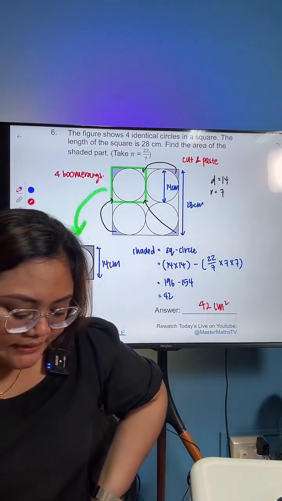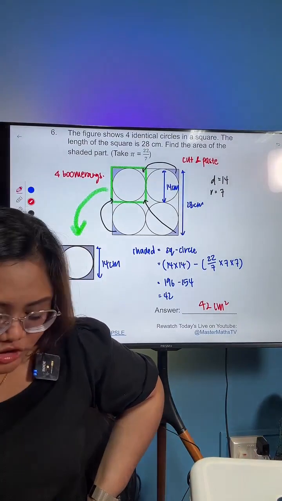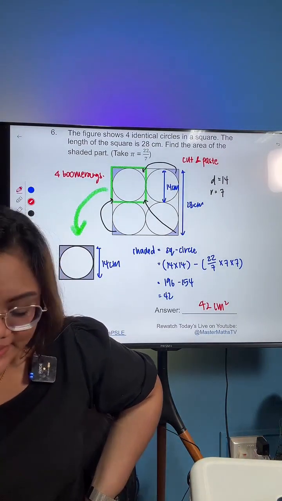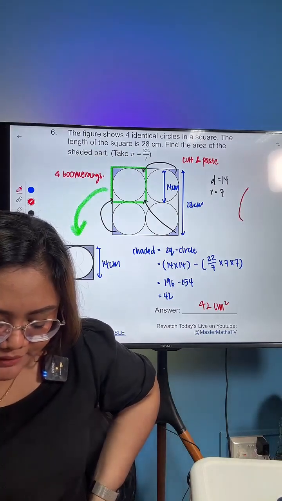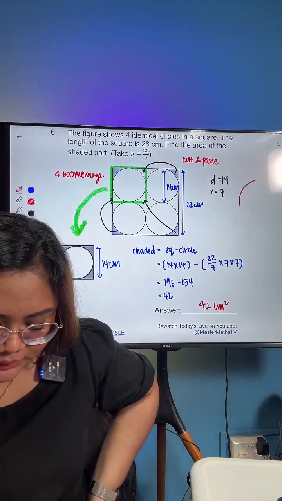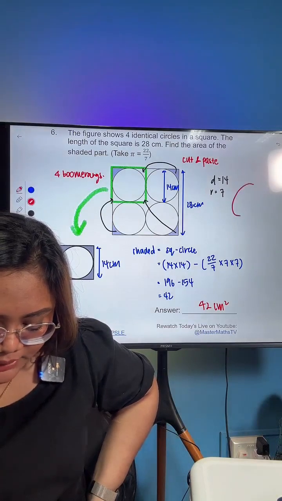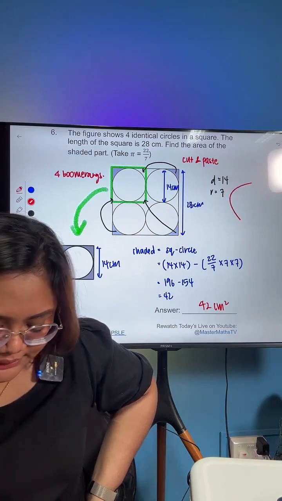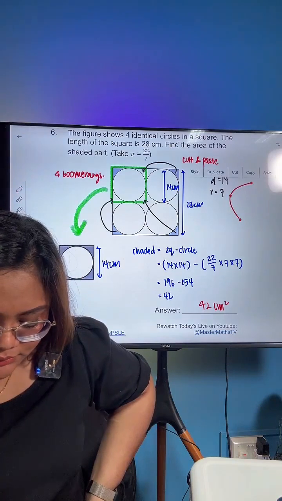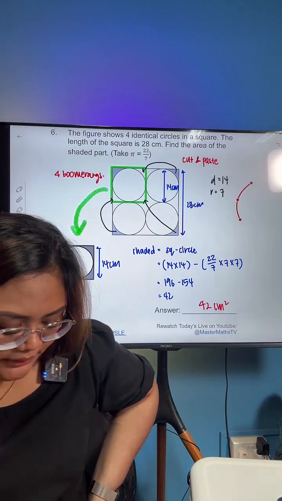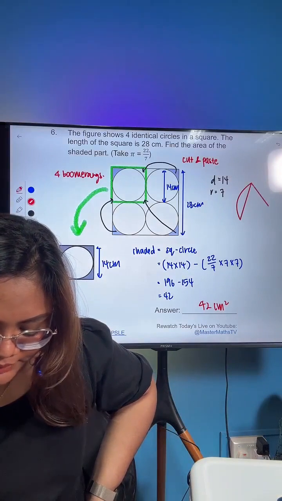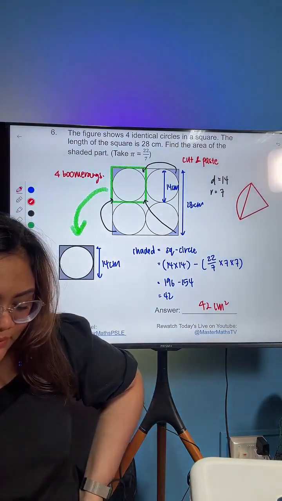Now there is a comment asking me to do a leaf question. We don't have a leaf question here, but let me share with you. Basically, a leaf is just a quarter circle minus away a triangle. To get a leaf, it's just a quarter circle minus a triangle.